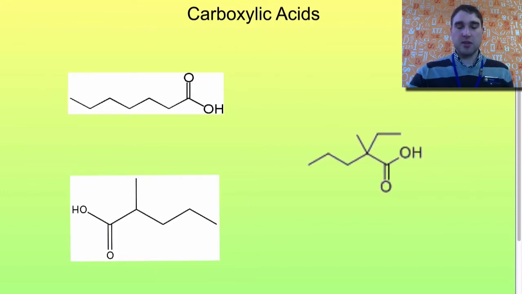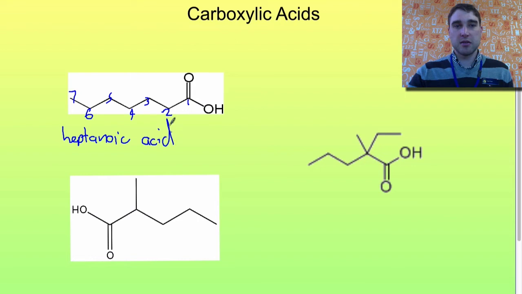So let's look at our examples. We're going to count the number of carbons. We're going to start from the end where the carboxylic acid group is. So we've got carbon 1, 2, 3, 4, 5, 6, 7. So that's going to be heptanoic acid.